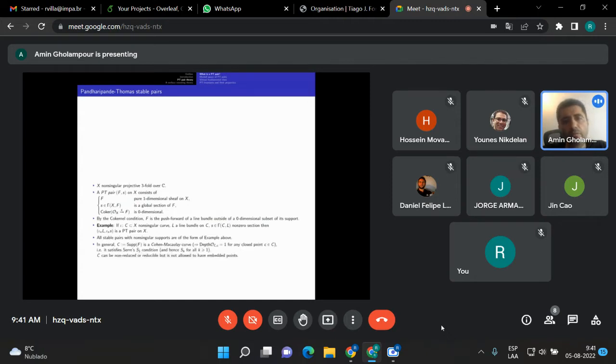So in general, the support can become singular, but it's at most a Cohen-Macaulay curve, meaning that the depth of the structure sheaf at any point is 1. So in particular, C can be non-reduced or even reducible, but it cannot have embedded points. Something that we saw in DT theory, gaining embedded points, is not allowed in PT theory. So this is one advantage of this compactification.